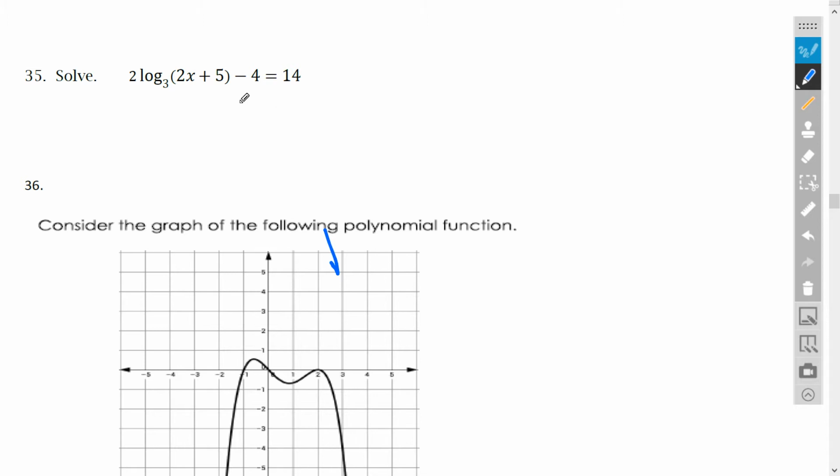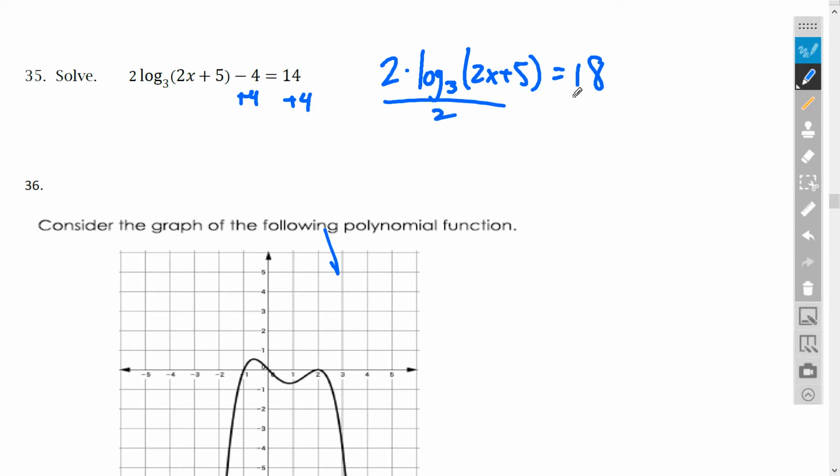Solve the log formula. Okay, so first I need to isolate the log part. So let me add 4. So I got 2 times log base 3 of 2x plus 5 is equal to 18. Okay, I need to get rid of that 2, so divide by 2. So log base 3 of 2x plus 5 is equal to 9.